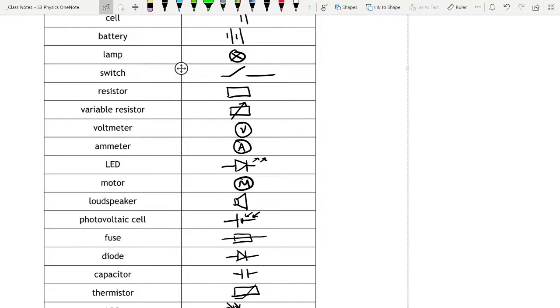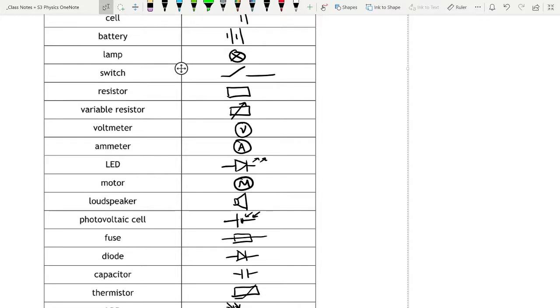LED, light emitting diode, is a triangle pointing to a line with two arrows pointing away from it. The arrows represent something to do with light. So if it's light emitting, it will have arrows going away from it. It's sending out light. A motor is a circle with an M in it. A loudspeaker is kind of just like a 2D loudspeaker. You sort of cut it in half.